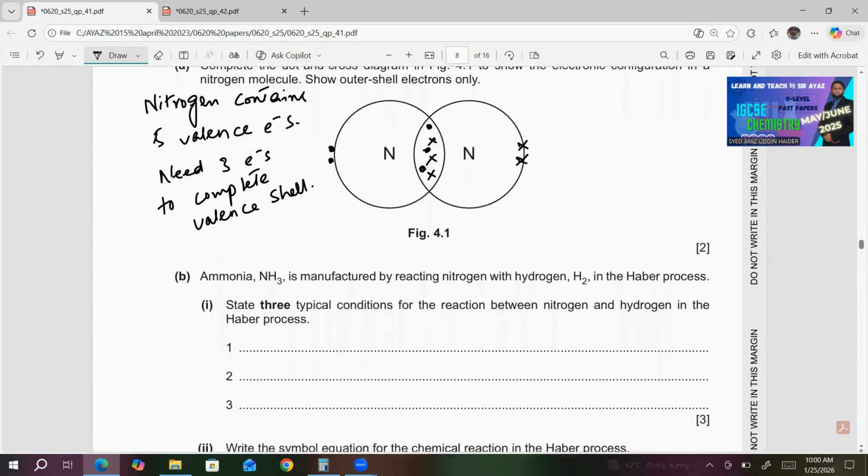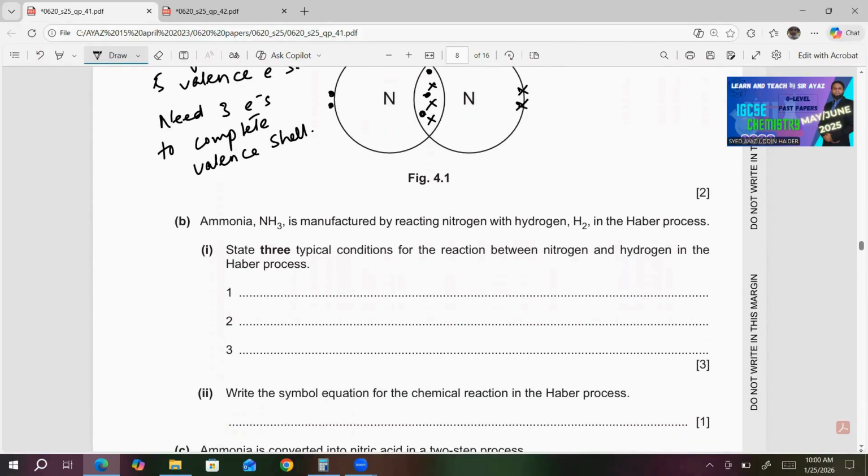B. Ammonia NH3 is manufactured by reacting nitrogen with hydrogen H2 in the Haber process. 1. State 3 typical conditions for the reaction between nitrogen and hydrogen in the Haber process. This is something which you have to learn. You can write the temperature, that is 450 degrees centigrade. What about the pressure? It's either 200 atmospheric pressure or 20,000 kPa, kilopascal. And catalyst, iron. Fe or iron is used as catalyst.